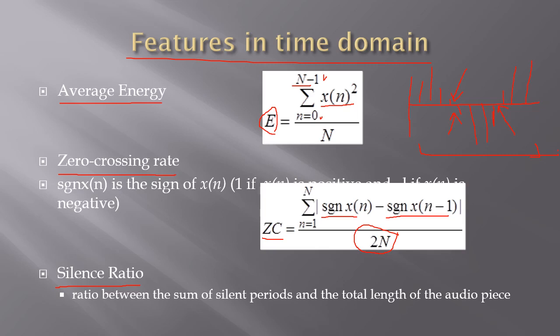Okay, now what is the silence ratio? The silence ratio is the ratio of silent periods to the total length of the audio piece. So where is the silent period? Remember our previous example about an application used in a quiet room: any signal below 20 dB would be considered as silence, and any signal above 20 dB would be considered as non-silent.